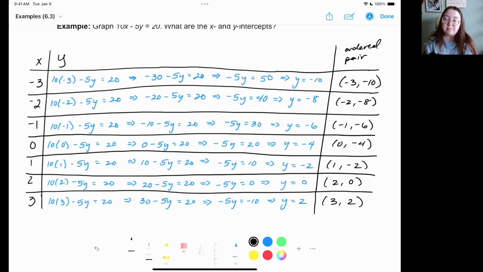All right, so filling in all the rest of our points here, we get our list of ordered pairs, which is plural. So we kind of see some important parts popping up here. We see that when we have x equals 0, our ordered pair becomes 0, -4. So 0, -4 is our y-intercept.